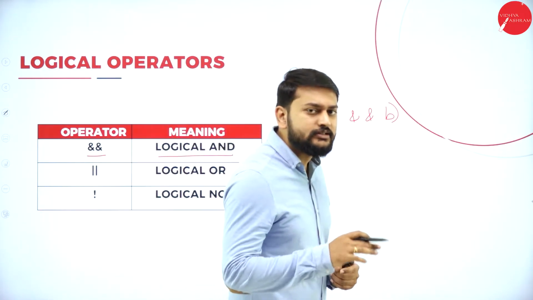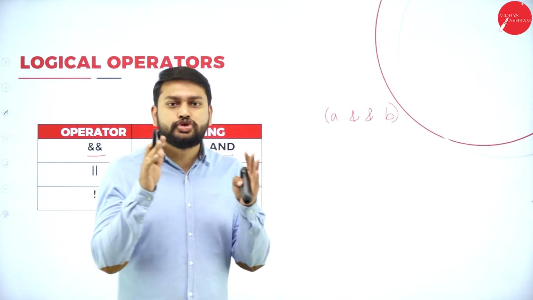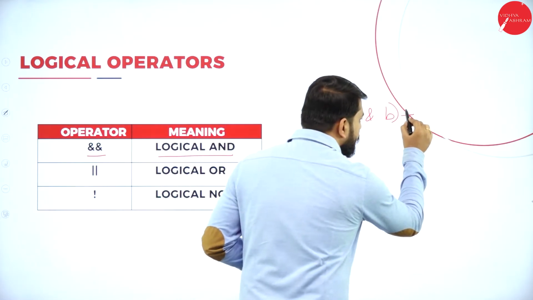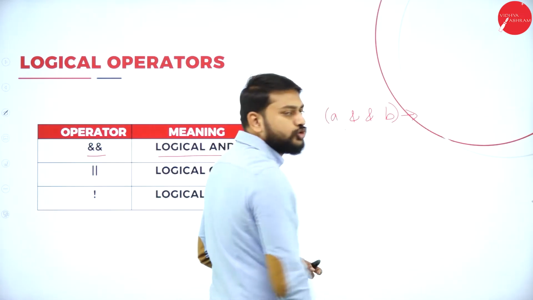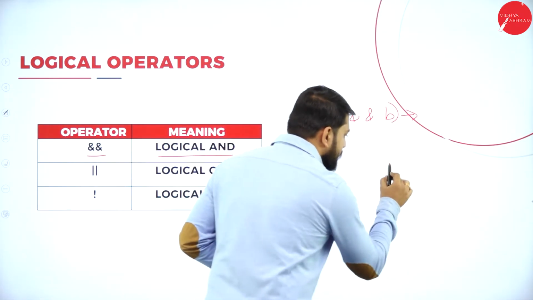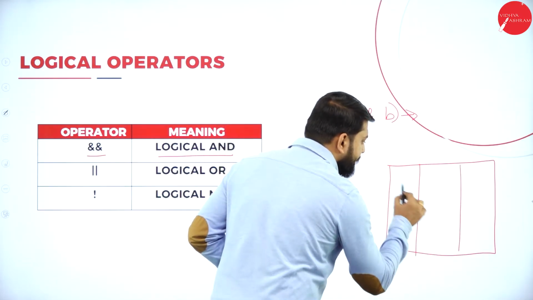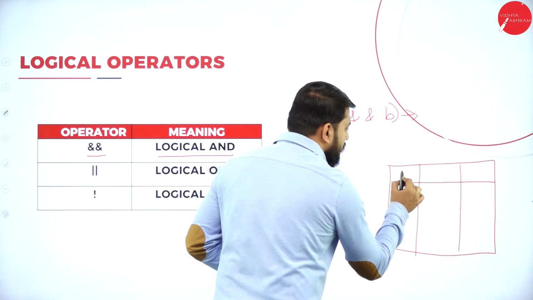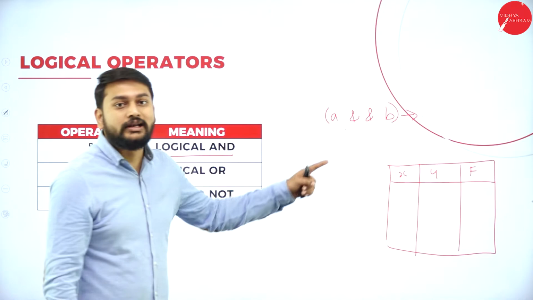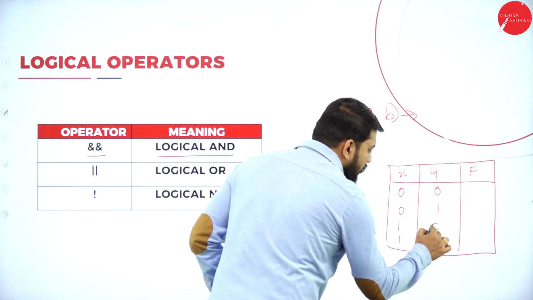Logical AND, in the sense, whenever we are performing an operation, both the conditions should be true, then only the result will be true. I will repeat for all of you. If both the conditions are true, then only the result will be true. Say for example, let's understand this truth table before we get into this logical operator. Let me take x and y and result, that I will write as f. So I will write 0 0 1 1 and 0 1 0 1.